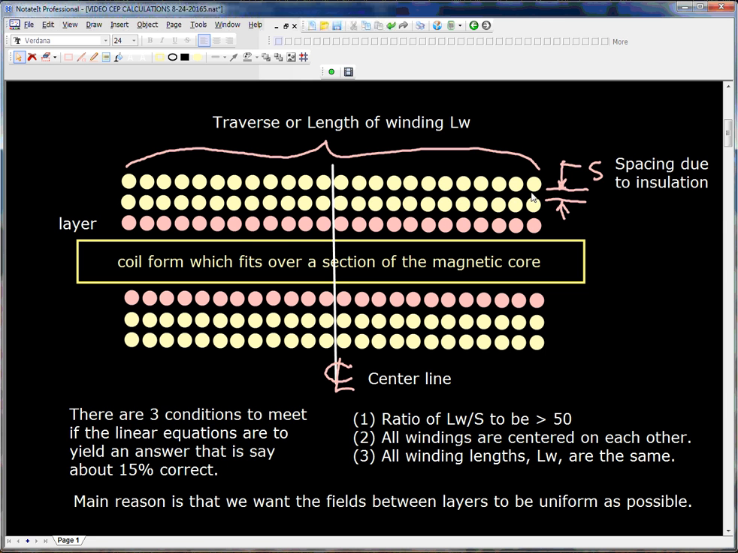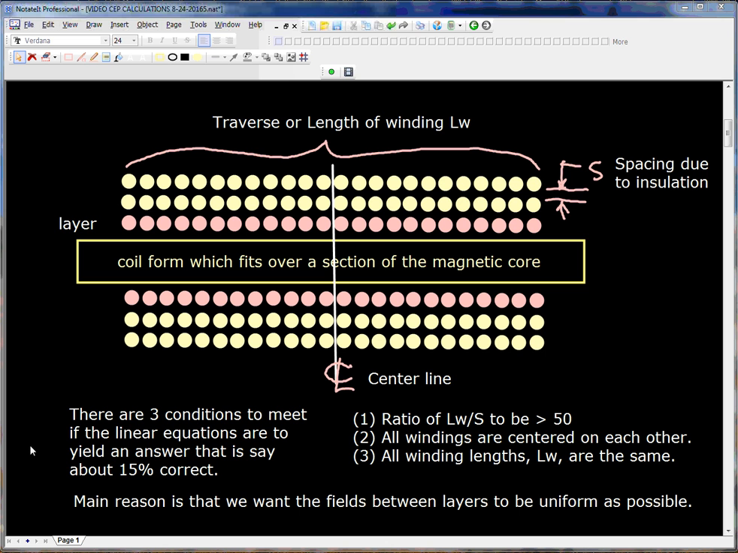The space between layers is right here, and that's called S in the equation. S for sugar. It's the spacing due to insulation. We usually put insulation in here for high voltage transformers. There's also a central line you'll note right here, and that's very important too. We'll tell you why.